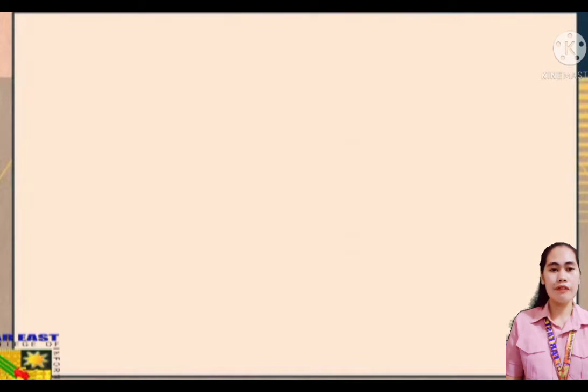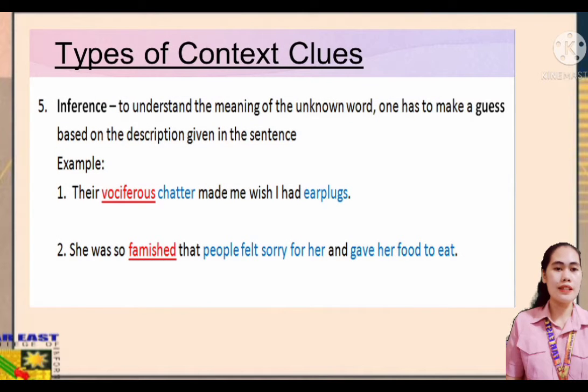Next natin is inference. So, when we say inference, it is to understand the meaning of the unknown word, one has to make a guess based on the description given in the sentence. So, the reader would make a guess kung ano ibig sabihin ng unfamiliar words depende sa nakalagay doon or depende sa context clues na nakapaloob sa sentence.